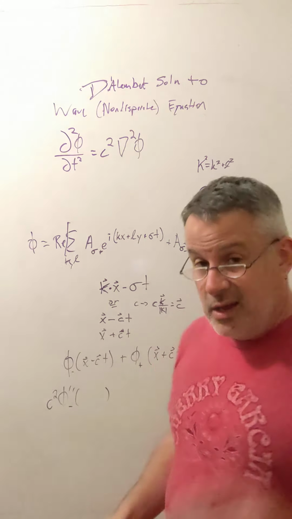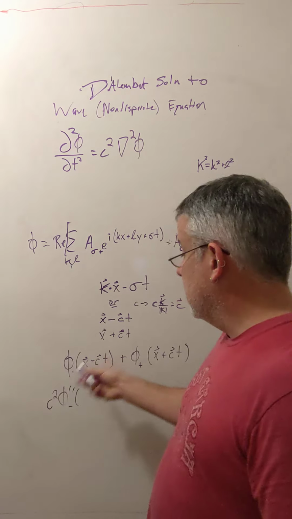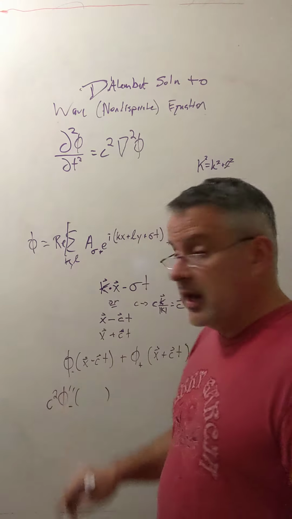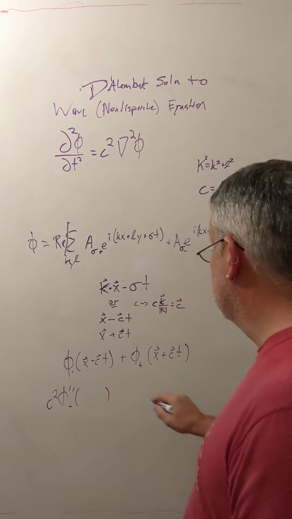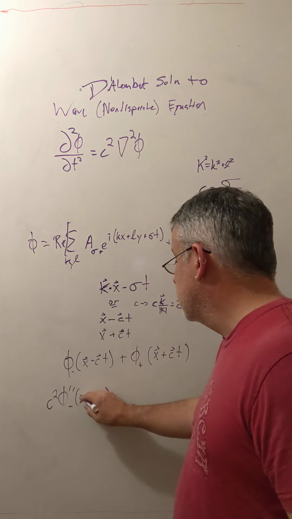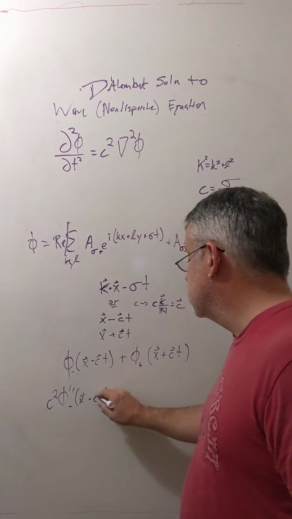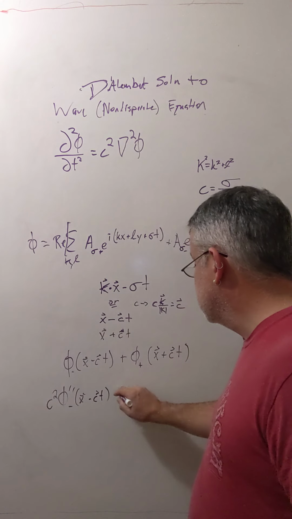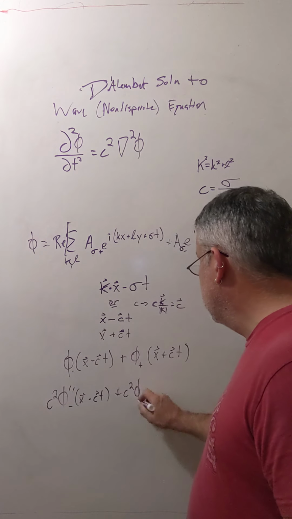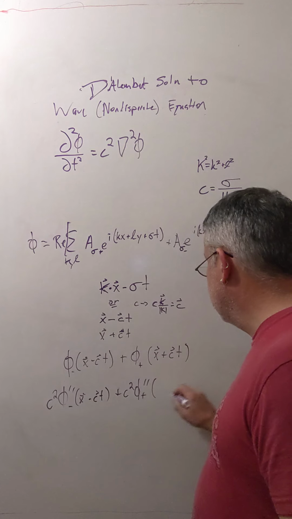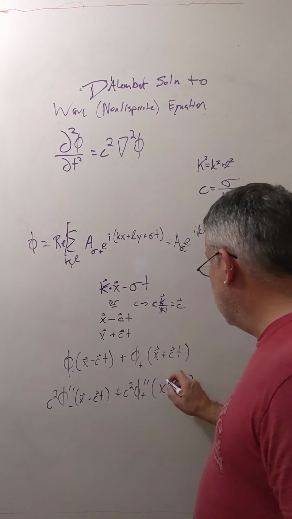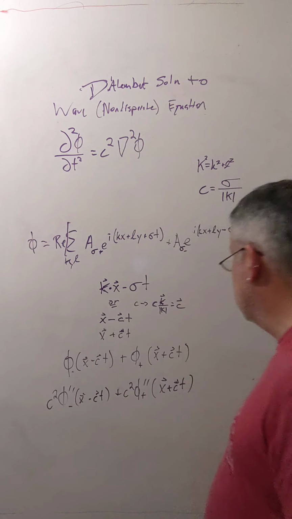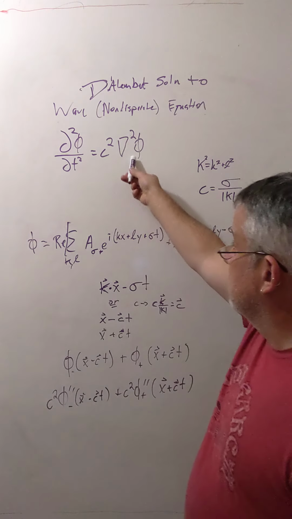And actually, I should have said, I get a c vector each time. But if I do that twice, it actually dots together. And I get c squared, phi minus double prime of x minus ct. Do the same thing on this side. I get, do it twice, plus c squared phi plus, second derivative with respect to its argument, x plus ct. Okay, cool. Well, let's look at the other side of the equation.